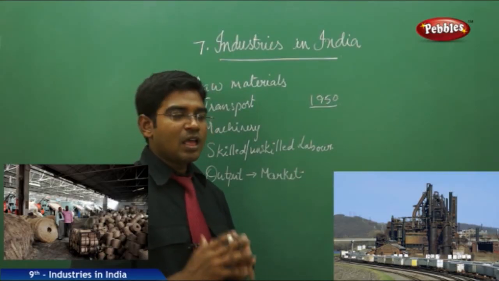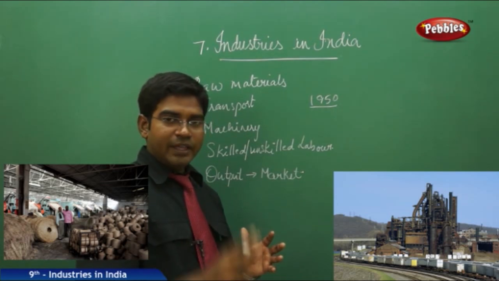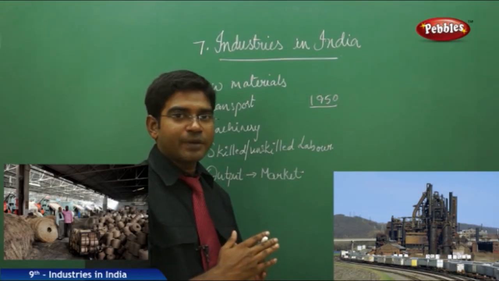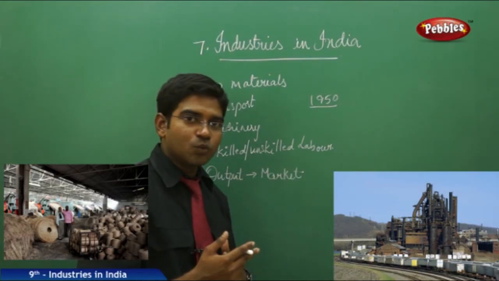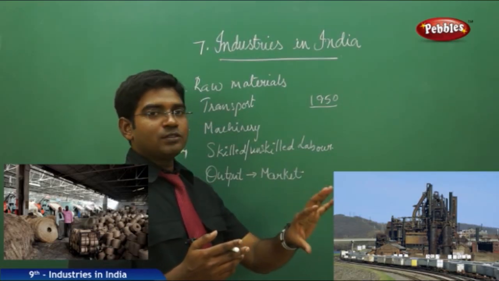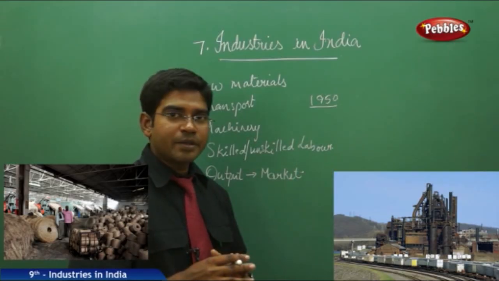Industries are the places where the raw materials are collected, cleaned, and then made into the proper shape required. Then it is done with skilled labor, machinery does the work, and finally you get the output to the market. The place where raw materials are converted into a final useful product is called an industry.